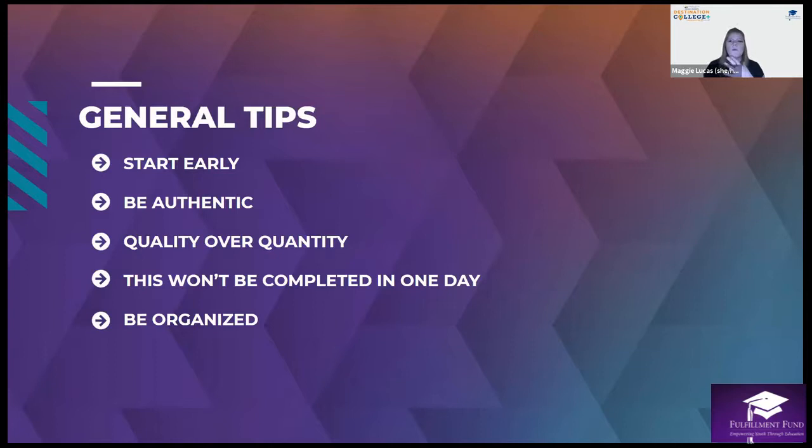So don't worry about fitting a mold. Don't worry about being part of a formula. Just be you. And a college that is a good fit for you will absolutely see that. And if a college doesn't admit you, that means it wasn't the right fit. I truly believe that. So think about who you are, what you stand for, and use that authenticity to put together your college application. Quality over quantity. This is a big one.